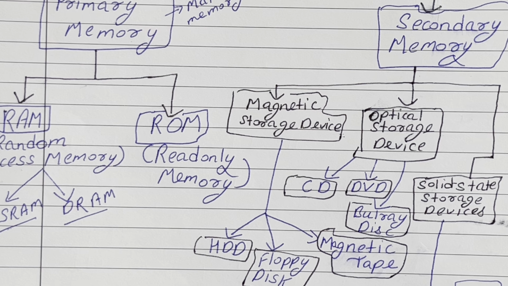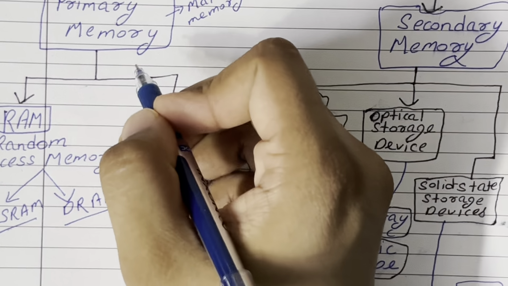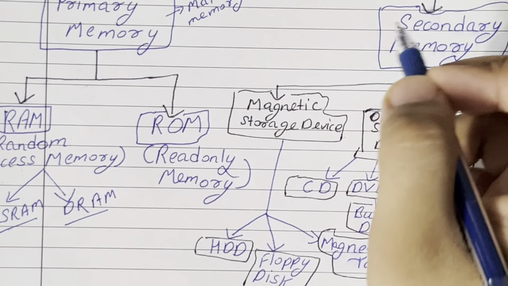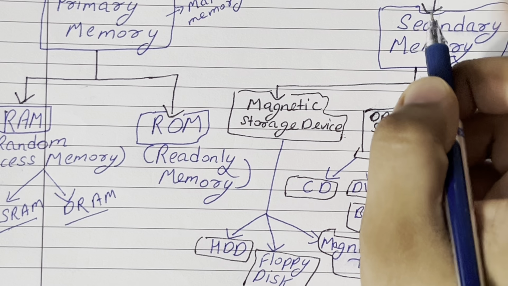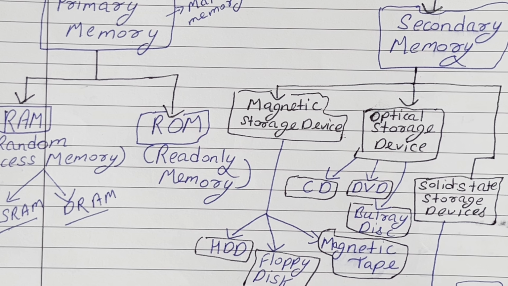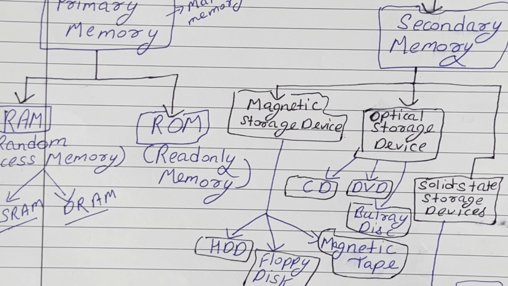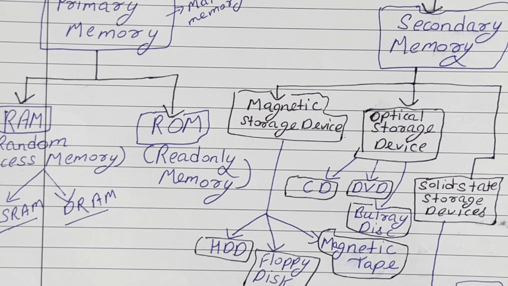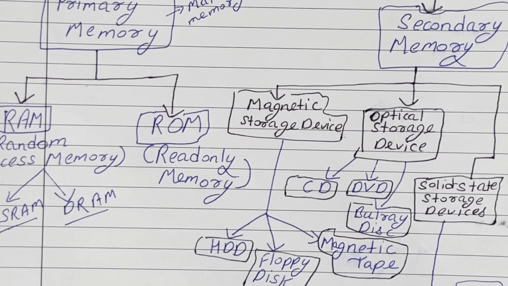And unlike the primary memory, secondary memory is not directly accessed by the CPU. Whenever the processor needs information stored in secondary memory, remember that the required data is first transferred into the primary memory. The CPU then accesses the data from RAM because RAM provides much faster access than secondary storage devices.